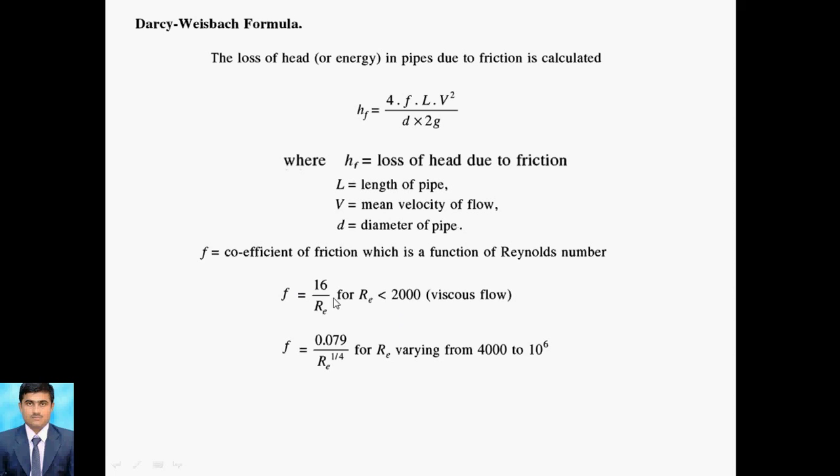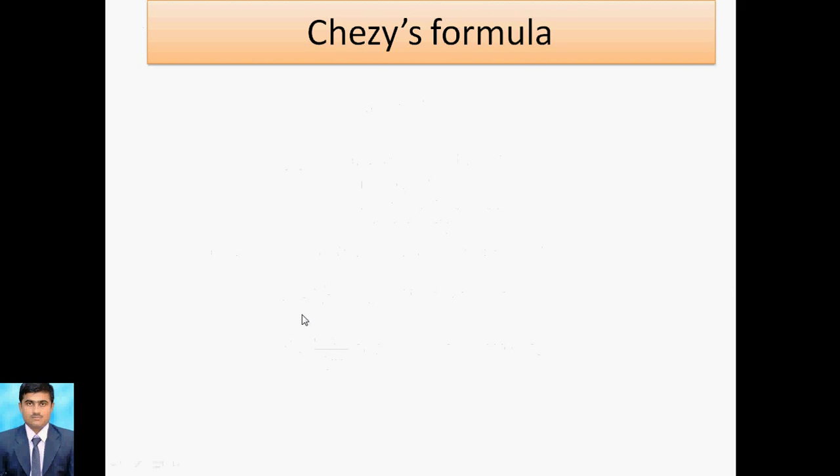So that time you can use this formula. If it is R_e is 0.079, or you can say R_e is between 4000 and 10 raised to 6, so in between that is there. So that time we can take the formula, that is f is equal to 0.079 R_e raised to minus 1 by 4. Now we move to the next formula, that is Chezy's formula.